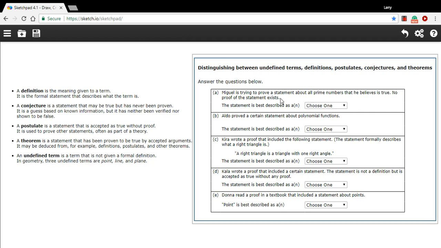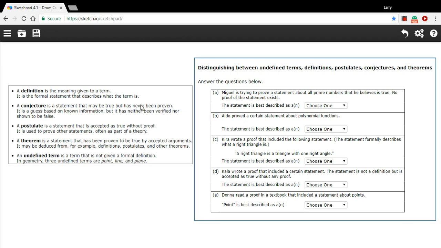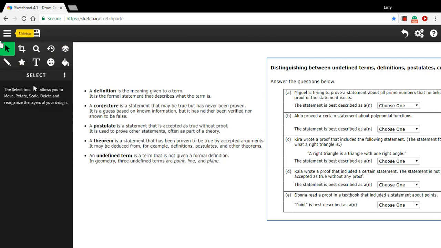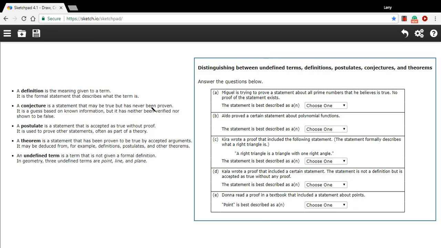Okay, so let's go through this problem and see if we can match these words, these terms, to their correct uses. A says Miguel is trying to prove a statement about all prime numbers that he believes is true. No proof of the statement exists. This statement is best described as what? So he's trying to prove it. He hasn't proven it yet. That's exactly what a conjecture is. So let's draw some lines here. So this is a conjecture.